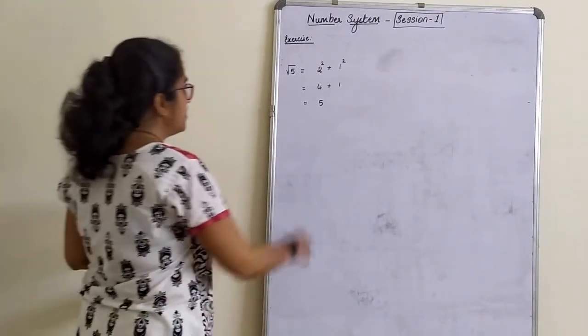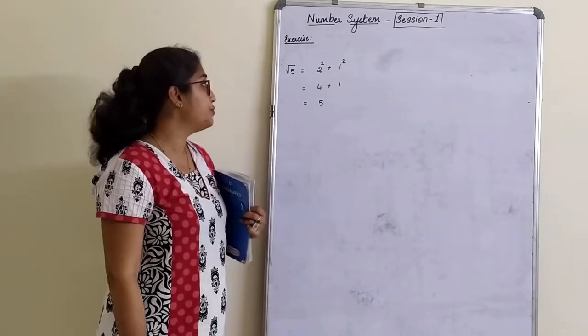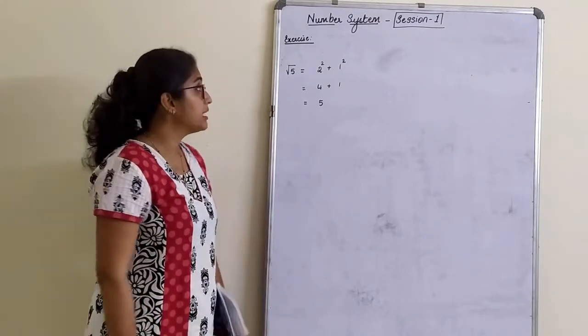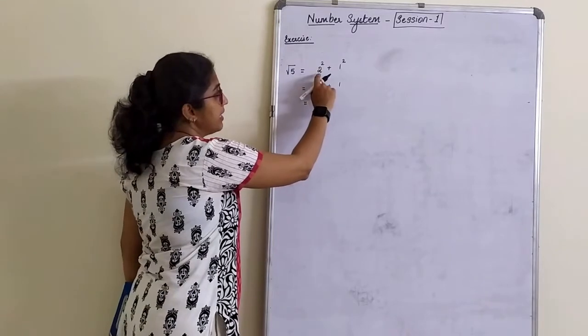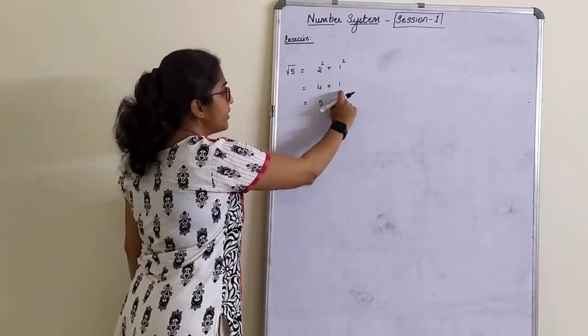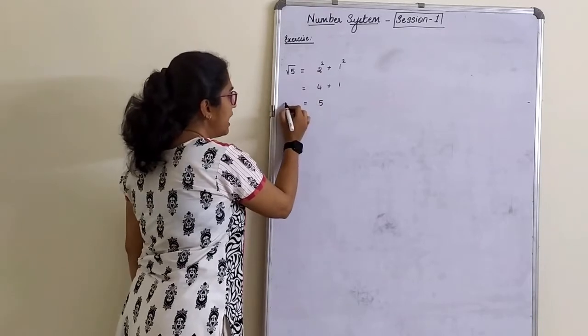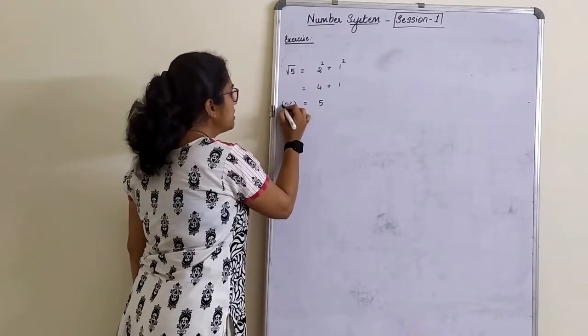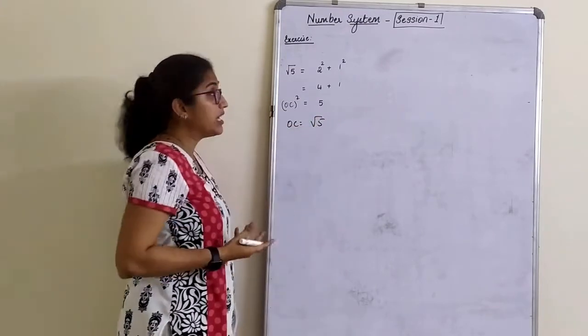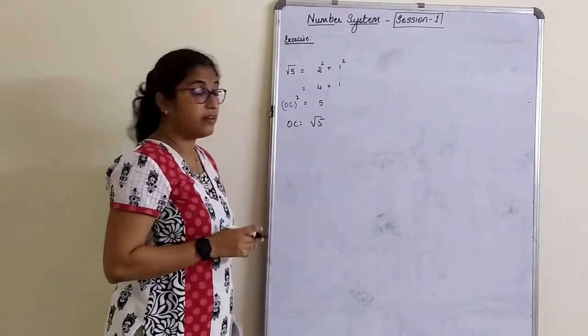Yes, Shrikar. This is one small trick to write root 5 and higher numbers also, but you should know the combination. Now see here, root 5 is written as 2 square plus 1. 2 square is 4, 1 square is 1, that makes 5, because you will have a number, say OC square. OC is equal to root 5, like that. But how is it possible? What is this 2 square and 1 square?